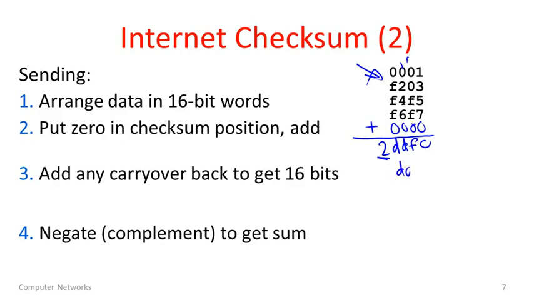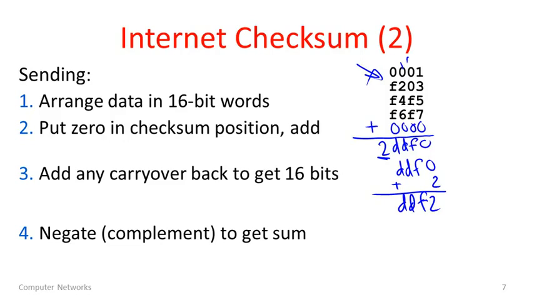So we'll just take those high order bits, D, D, F, 0. We'll add the 2. The 2's moved down here. When we do that, we get D, D, F, 2. Okay, now our final step is to negate by complementing this value, and then we'll get the checksum. So we want to negate all of those bits.